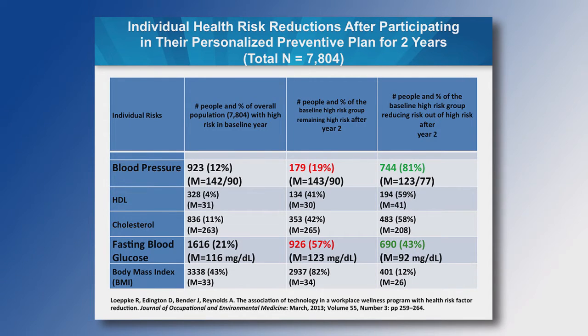So for instance, people that have elevated high-risk blood pressure, meaning higher than 140 over 90, there were 923 people at baseline out of the 7,804 people in the study that had elevated blood pressure. After 2 years on their preventive plan, 81% of those people, 744 of them, came down out of the high-risk blood pressure category, and actually their mean blood pressure reading was 123 over 77, which is normal.